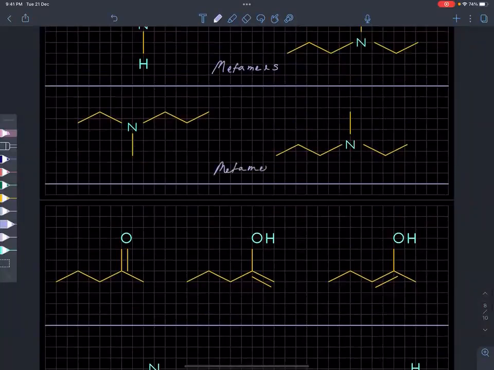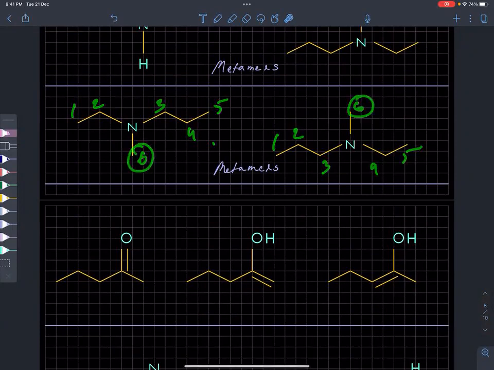This is a tertiary amine. Both are tertiary amines, and the tertiary amine is sitting between the chain, cutting the chain into two parts. If you count the number of carbons, 1, 2, 3, 4, 5, and 6 carbons here, 6 carbons here, so there is an equal number of carbons. That's why they are isomers. If you classify which kind of structural isomerism it is, it will be a metamer.